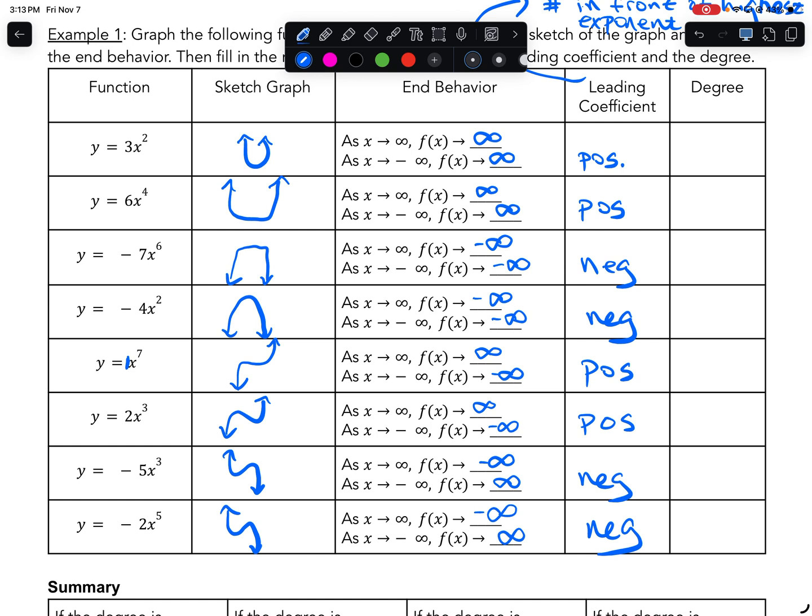Okay, so after that, we're just talking about whether the exponent, the degree, is the highest exponent. So is the highest exponent even or odd? First one is even. So we got even, even, even, even, and then all odds.